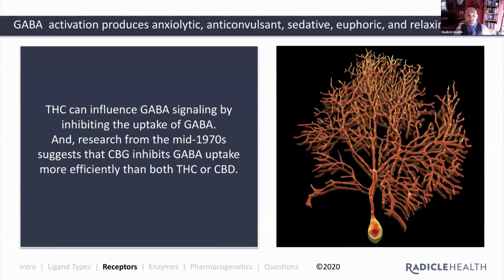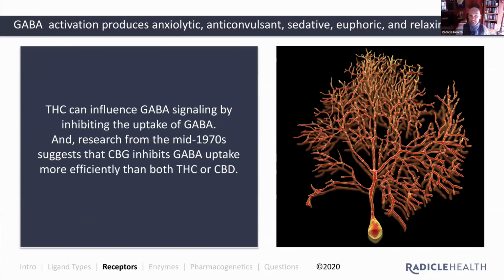GABA receptors. These are a class of receptors that respond to the neurotransmitter gamma-aminobutyric acid, I'll just call it GABA. There are two families of GABA receptors, GABA A and GABA B. GABA A receptors are ionotropic receptors. They mediate the effects of barbiturates, benzodiazepines, and also alcohol. GABA A receptor activation can produce anxiolytic effects, anticonvulsant effects, amnesic, sedative, hypnotic, euphoric, and also muscle relaxing effects.